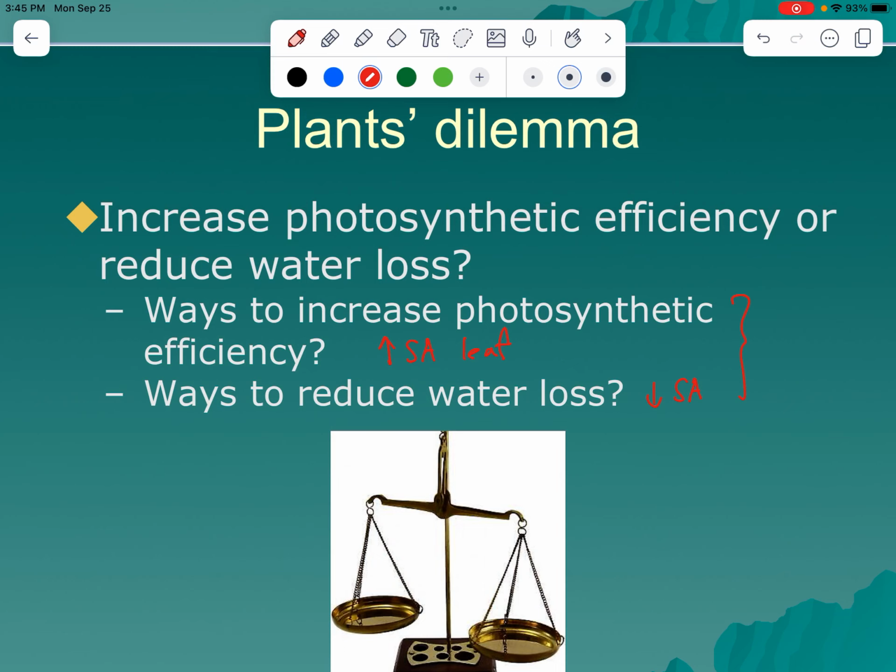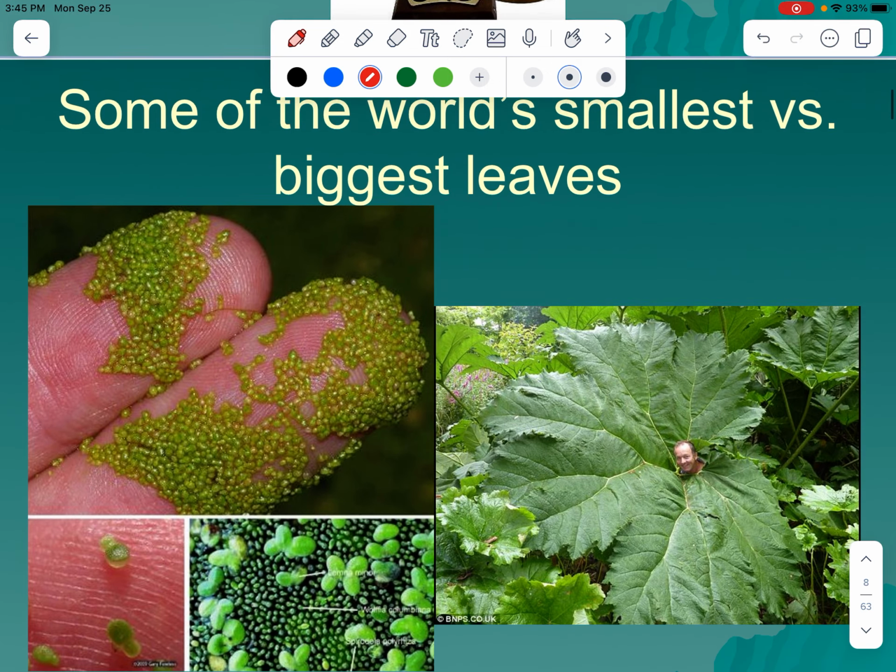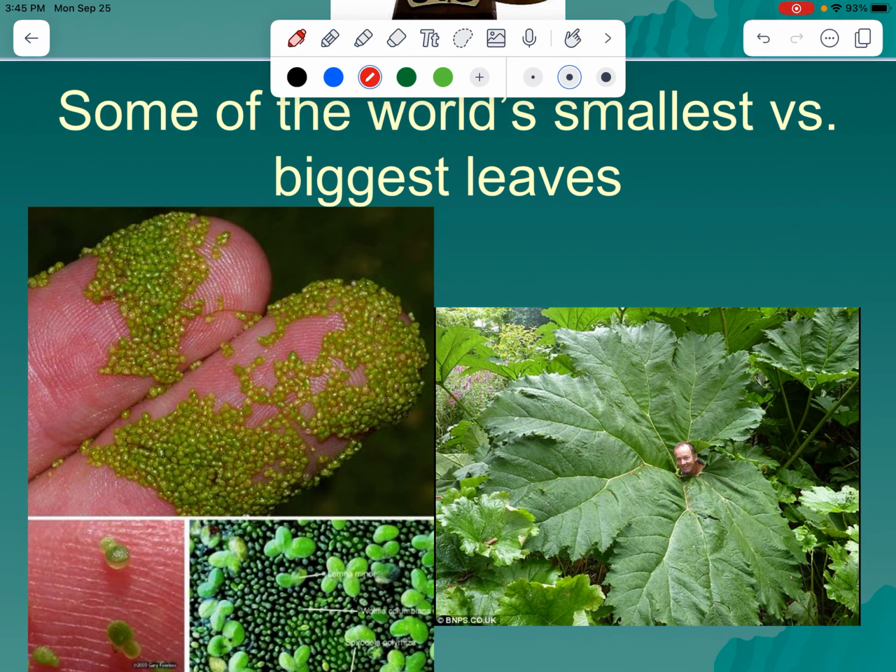And as you can see, these two are mutually exclusive solutions to their problems, so you can't have both. So for all plants, they need to make a fine balance between these two needs that they have. And what needs they prioritize largely depends on where they live. So let's take a look at some examples.